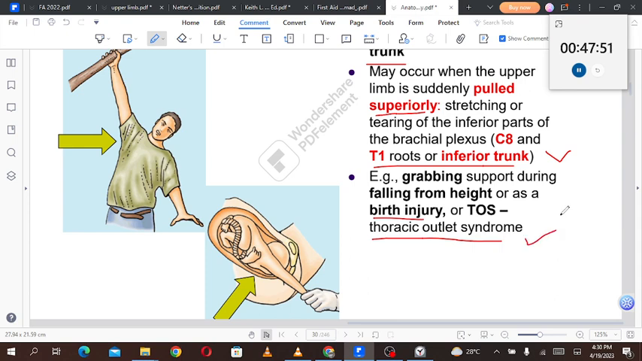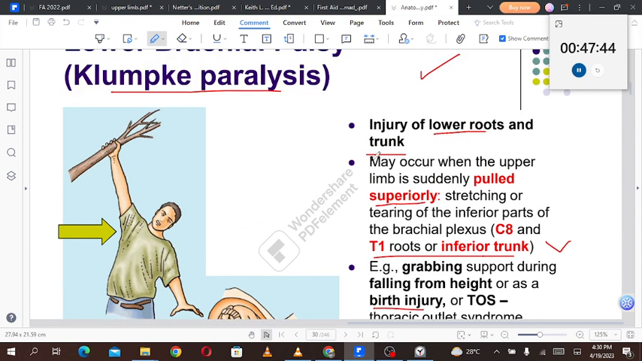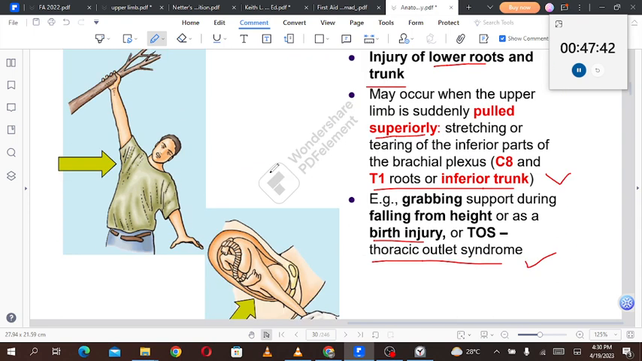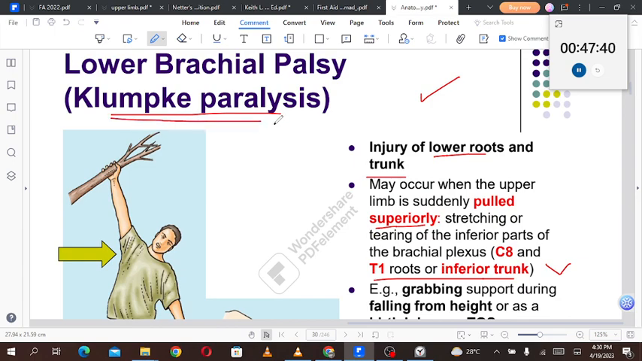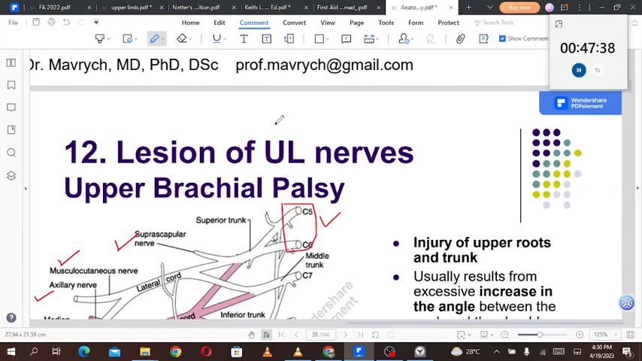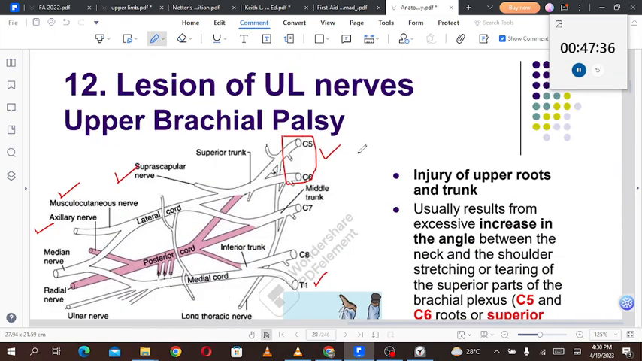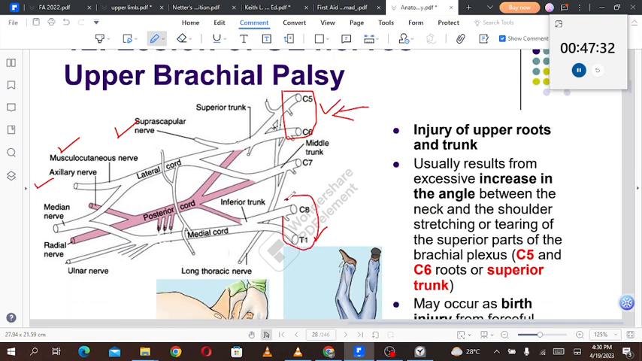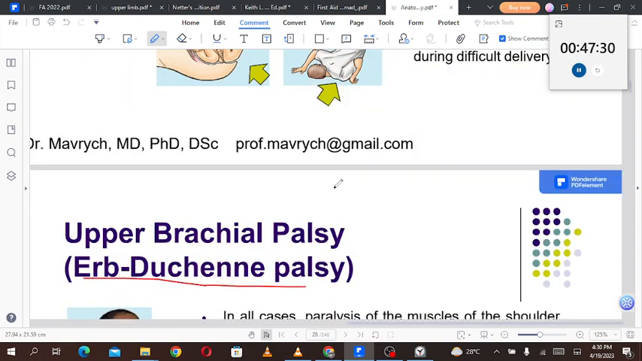There is something coming out of the thoracic outlet, for example a Pancoast tumor or something like that. Even in that case, there can be damage to the lower roots, that are C8 and T1 roots, which may result in the Klumpke's paralysis. So if you see in this picture, these two are the upper roots. They are damaged in the Erb Duchenne paralysis. The lower roots can be damaged in the Klumpke's paralysis. So remember this.